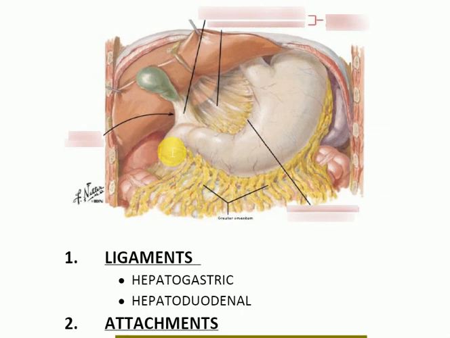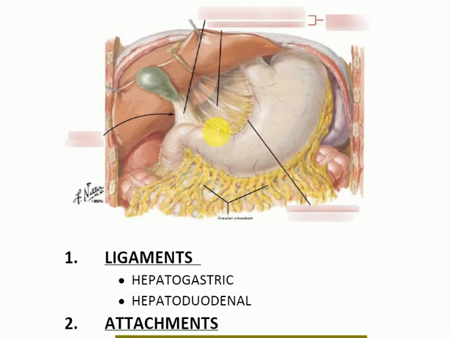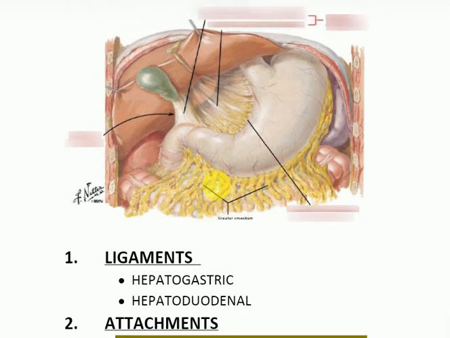Then the contents, which are the contents of the porta hepatis, and the contents near the stomach: the right gastric artery, the left gastric artery, the lymph node, and the branch from the gastric nerves. These are the contents of the lesser omentum.